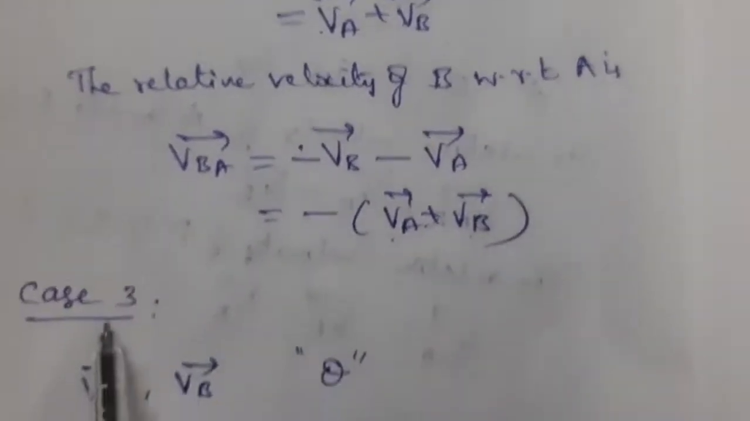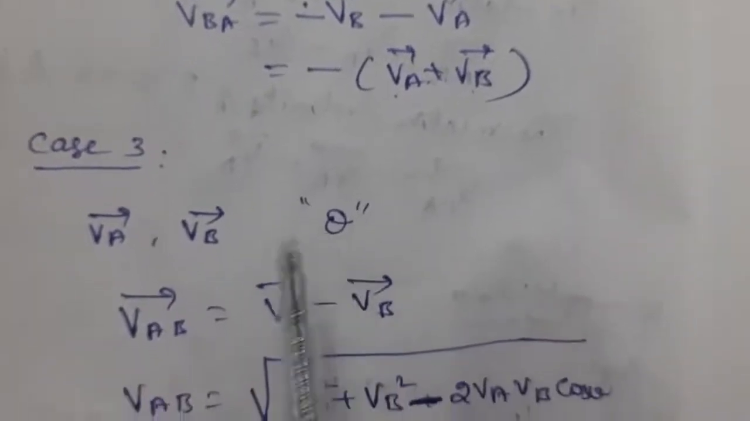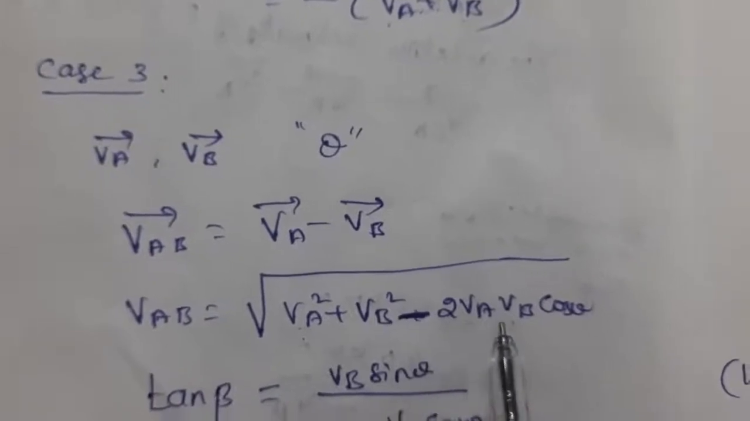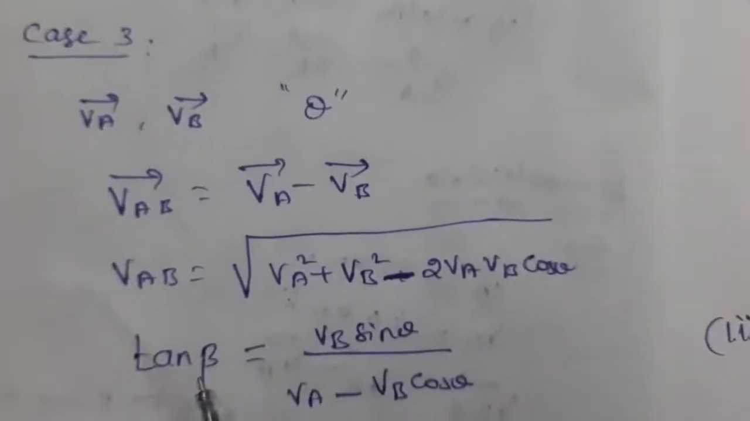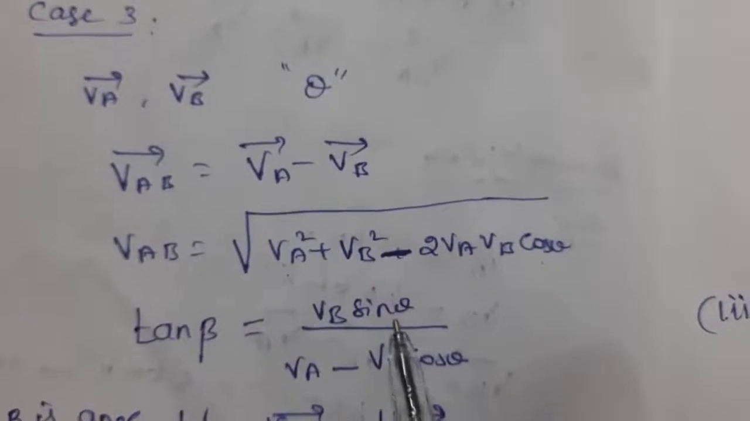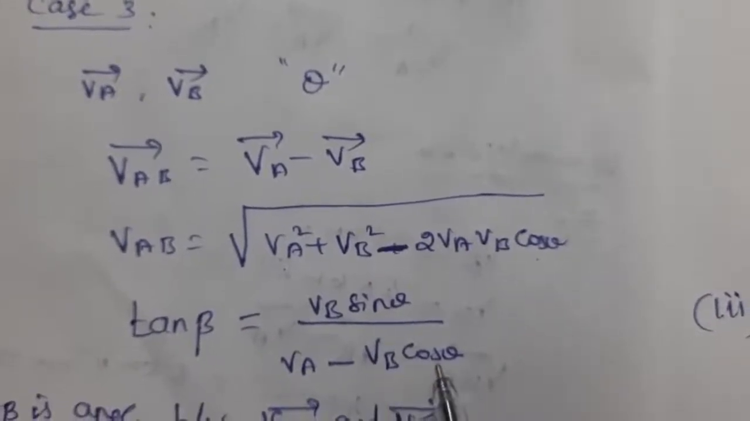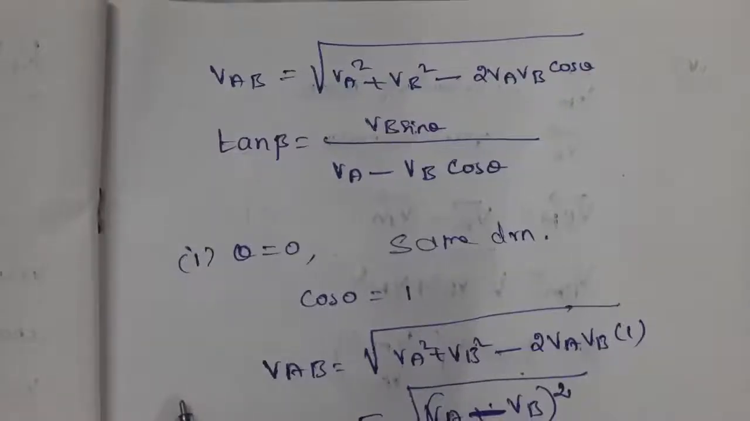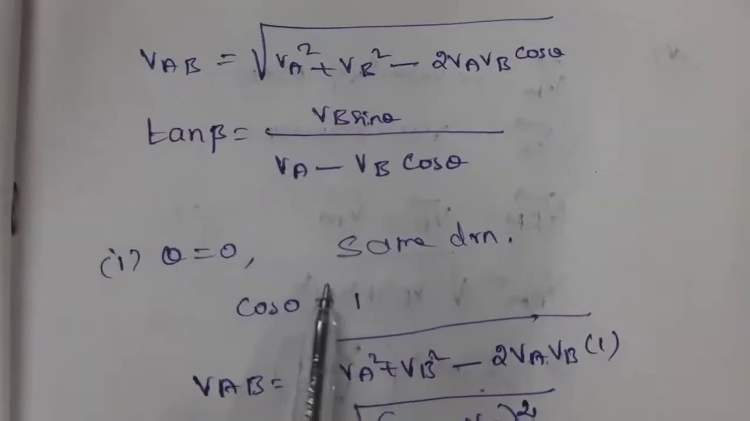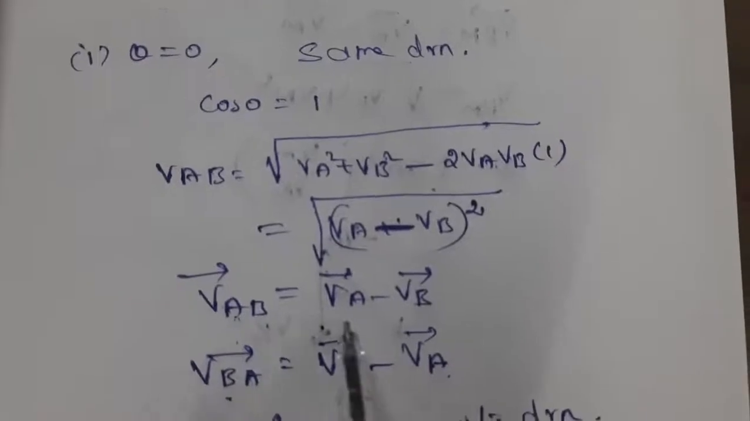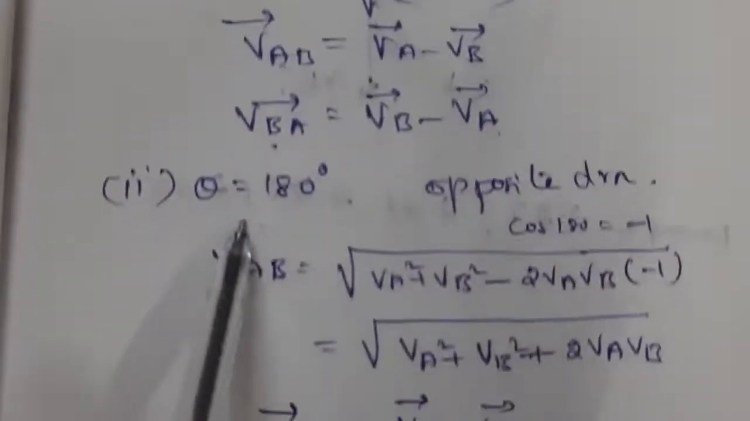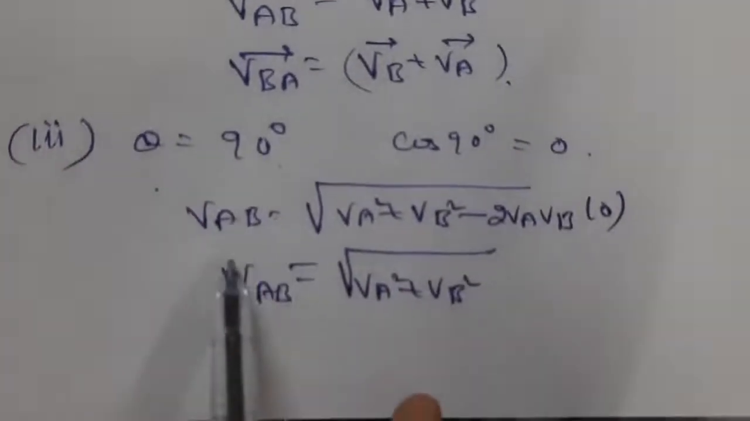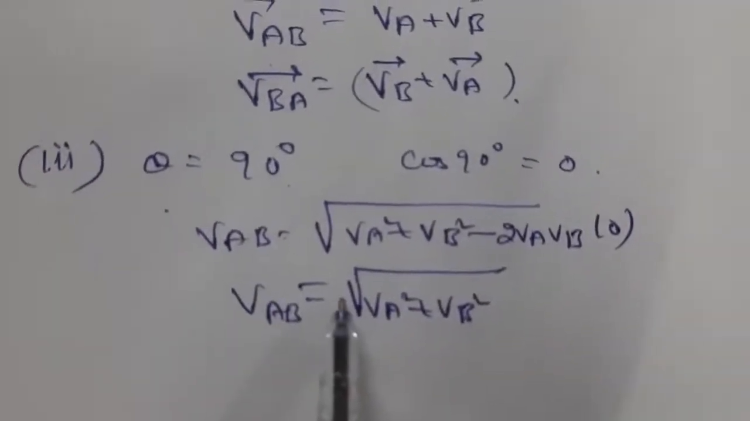In case 3, at an angle theta, we have the magnitude VAB equal to root of VA square plus VB square minus 2 VA VB cos theta, and the direction tan beta equal to VB sin theta by VA minus VB cos theta, where beta is the angle between VAB and VB. Then when theta equal to 0, VAB equal to VA minus VB. When theta equal to 180, VAB equal to VA plus VB. Theta equal to 90 degree, VAB equal to root of VA square plus VB square.